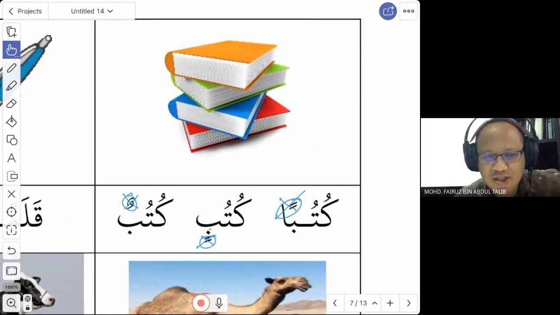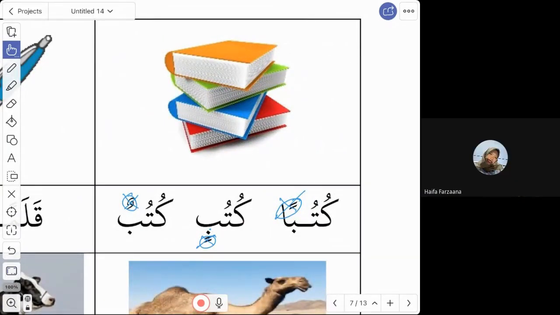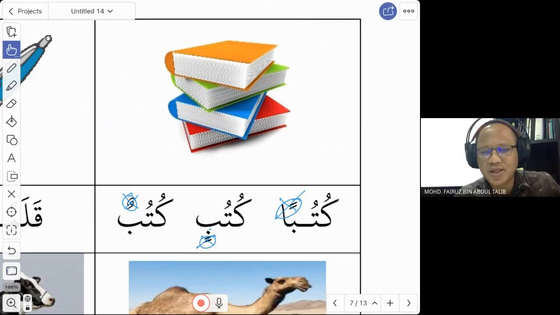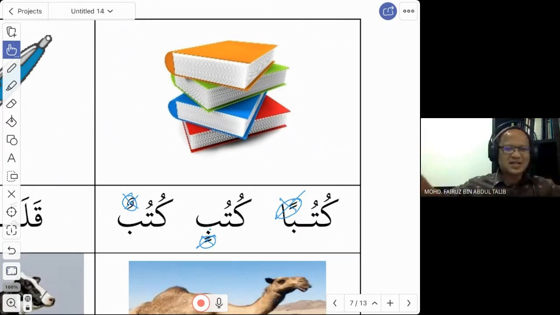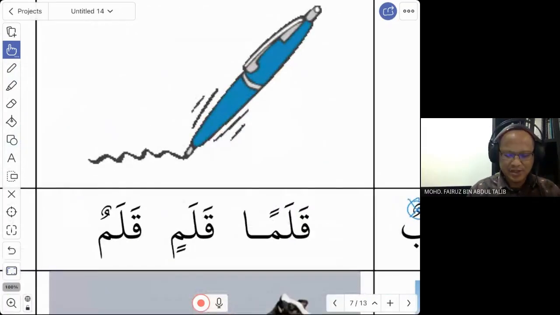What I have explained just now: kutuban, kutubin, kutubun. Basically it is the same word, kutub. If you ask your Arab friends what books is in Arabic, they will say kutub. Nobody will say kutubun or kutuban or kutubin. They will only say that if it is in a sentence. All right? Next word is the same. So what is this thing?